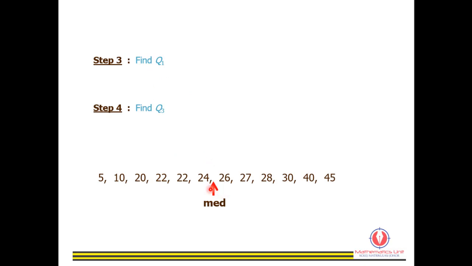Next step, find the first quartile. After we get the median, we find the first quartile. The first quartile is the median of the lower 6 numbers, so it is the midpoint between 20 and 22. So the first quartile is 21. Step 4, find the third quartile. The third quartile is the median of the upper 6 numbers, so it is the midpoint between 28 and 30. So the third quartile is 29.